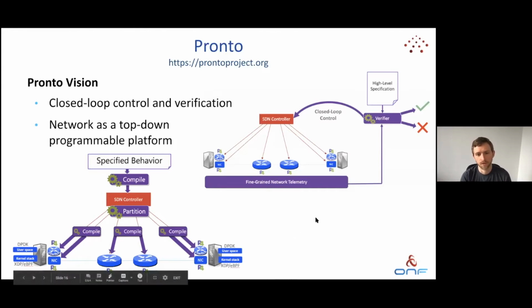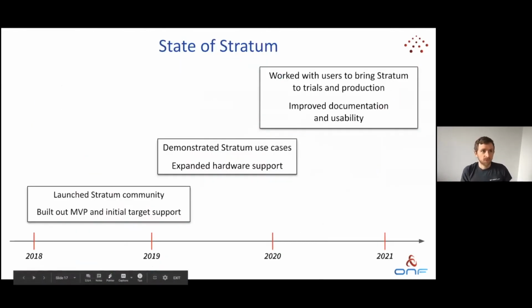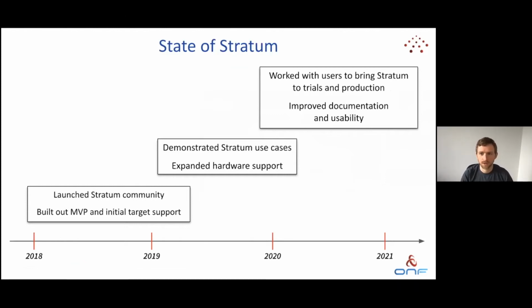So hopefully that's been a quick tour. 2018, largely a building year, built a community, built an MVP. 2019 is where we showed what you can do with Stratum. And then we built on a lot of the successes and demos in 2019 this past year to try to bring some of these solutions to production. ONF has been working as a team to do this, and we've also been working with partners in the community.